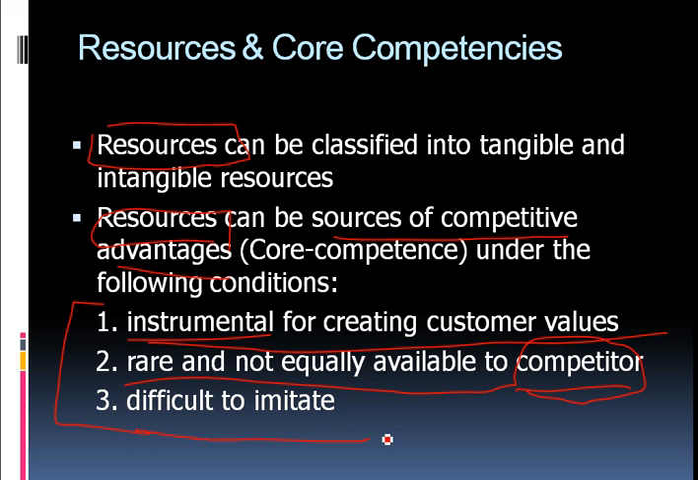Also, that should be difficult to imitate. Okay? If that is easily imitated, your competitors will copy it. So that is not the competitive advantage anymore. So if the resource is instrumental for creating customer value, and that is not available to your competitors, and that is difficult to imitate, we call that core competence. That is the source of competitive advantage.